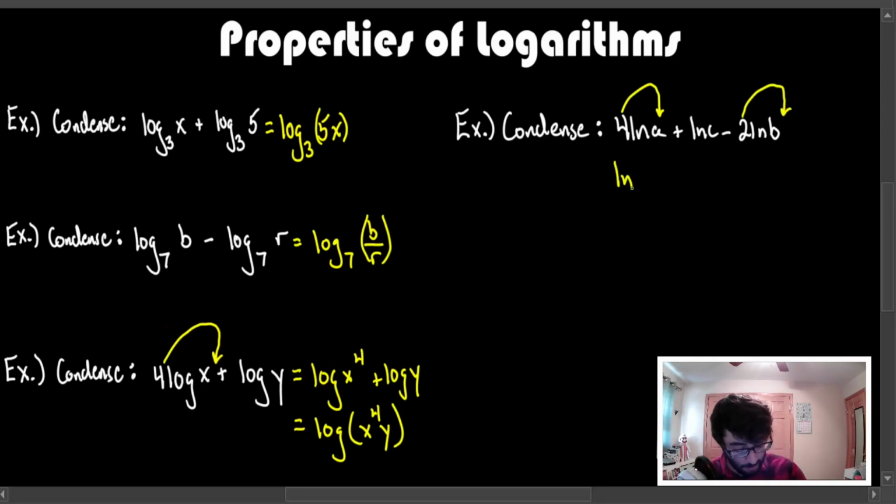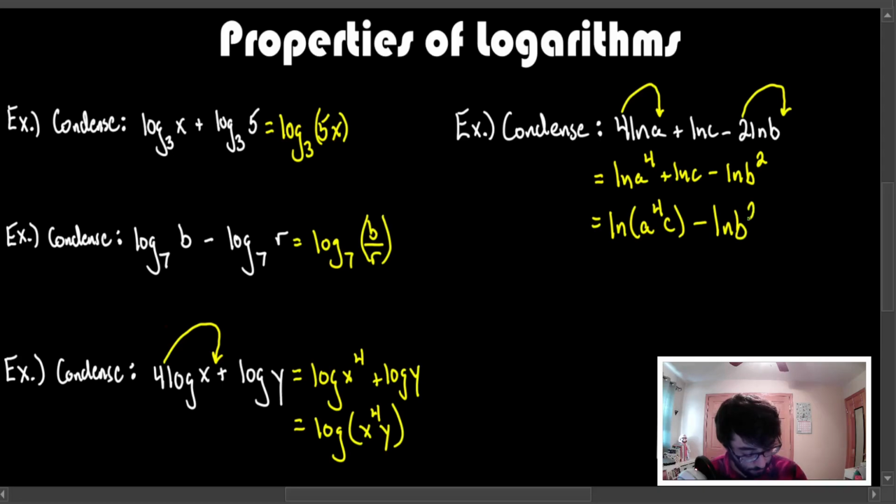So the first thing I'm going to do is I'm going to make this a natural log of a to the 4th plus a natural log of c. Notice that one didn't have a number in front, so I don't have an exponent, minus the natural log of b squared. Now I'm going to start breaking this down and condensing. The next thing I can do is I can recognize, hey, these two logarithms are adding one another, which means I can multiply their arguments using the product property. So I can make that the natural log of a to the 4th times c minus the natural log of b squared.